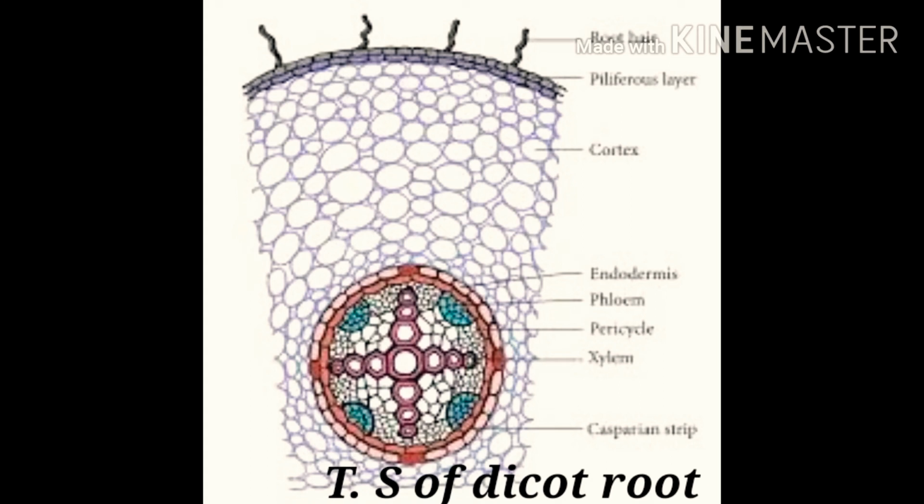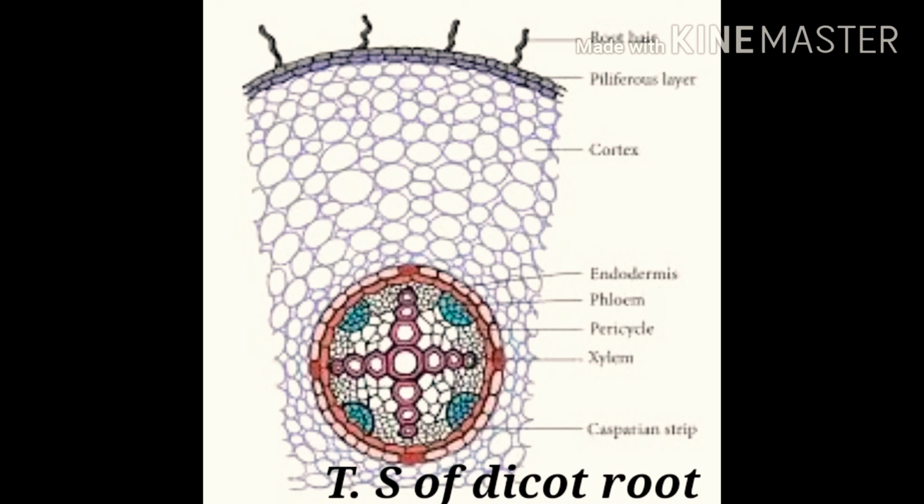So the first layer is epidermis, whereas in the root system we can say epidermis as rhizodermis or epiblemma. Rhizo means root, dermis means outer layer, epi means outer, blemma means layer. So rhizodermis and epiblemma are the other words for epidermis in the root system. Rhizodermis is the outermost layer, made up of parenchymatous cells. Here stomata and cuticle are absent.